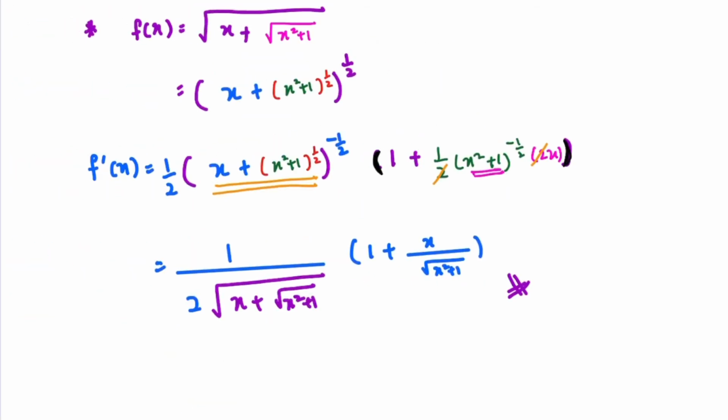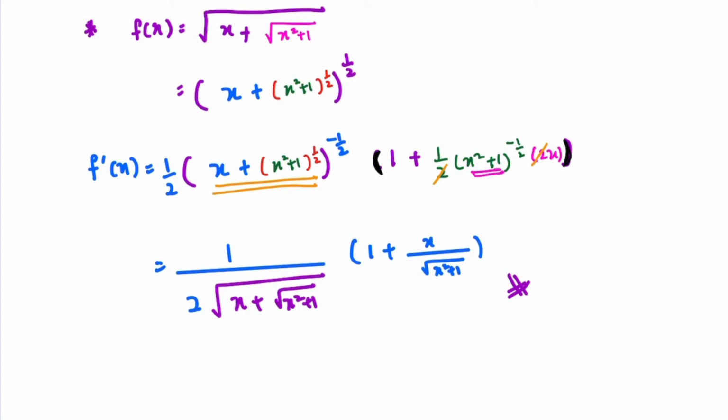Then let's look at the last example here. You are given f(x) equal to the square root of x plus the square root of x squared plus 1. So be careful, you have a composite function, and inside here is another composite function. So let's rearrange. This is to the power of half, and everything here is to the power of half.